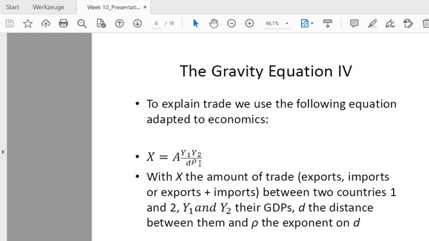Why is this so? Well, we don't know what rho is between two countries. It's very different from physics. We don't have a clear constant that applies to all countries, and we don't have an exponent that will apply to all countries. So we have to estimate the rho.